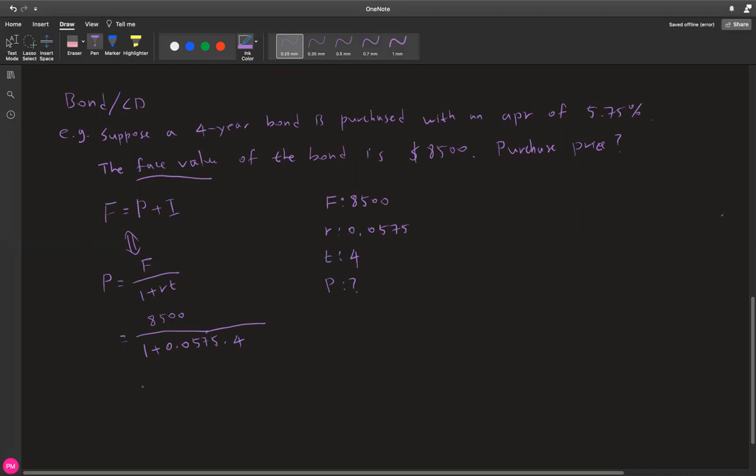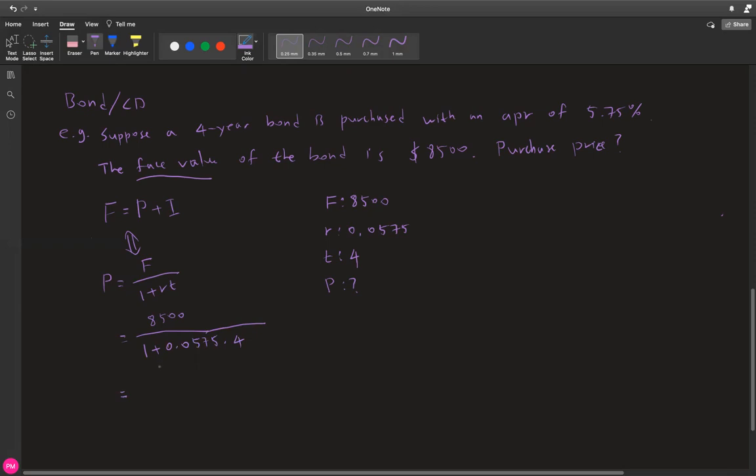So in this case, you would need to put this into a calculator to find it. I'm sure most of you are already proficient at using this calculator, but when trying to find this, make sure you do the denominator first and make sure you do the multiplication first. If you simply plug in 8,500 divided by 1 plus this, it's not going to get you the right answer. I mean, you can do that, but you would need to put the appropriate parentheses.